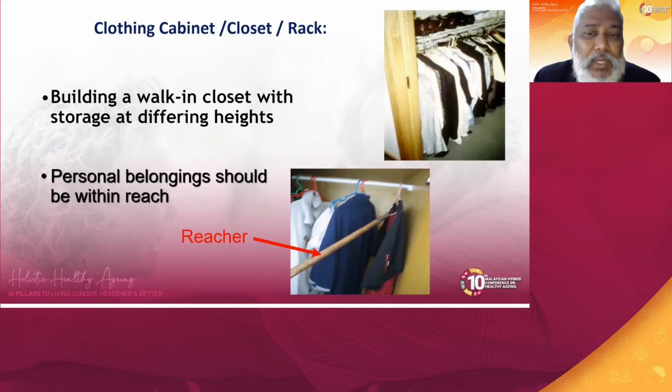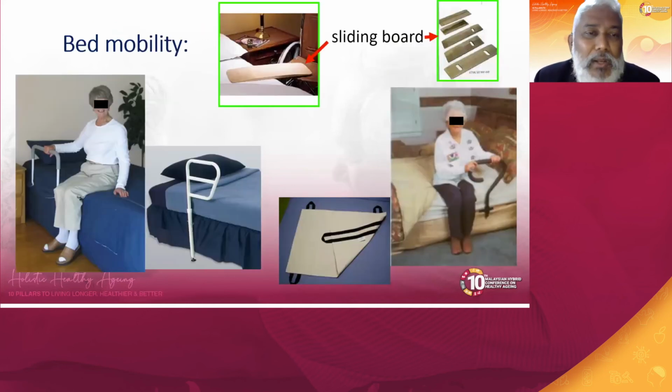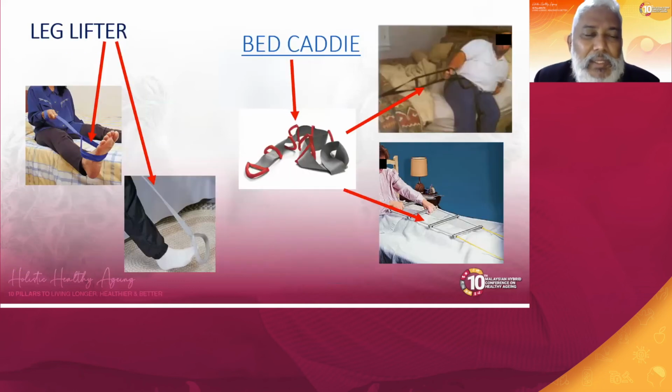The clothing cabinets are also important for them to choose their own clothing, and simple reachers can help them to choose their own clothing. These are for bed mobility. Use sliding sheets and sliding cloths to help the caregiver easily transfer the patient, and also some side bars that can be inserted under the mattress so that the person can sit up on their own and stand up from there. Easy usage of leg lifters helps them to put their weak leg down from the bed, and also some bed caddies help them to get up from a lying position.